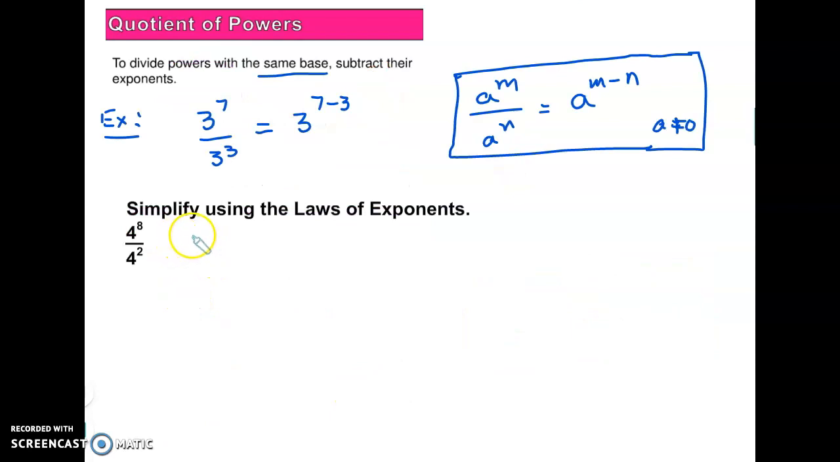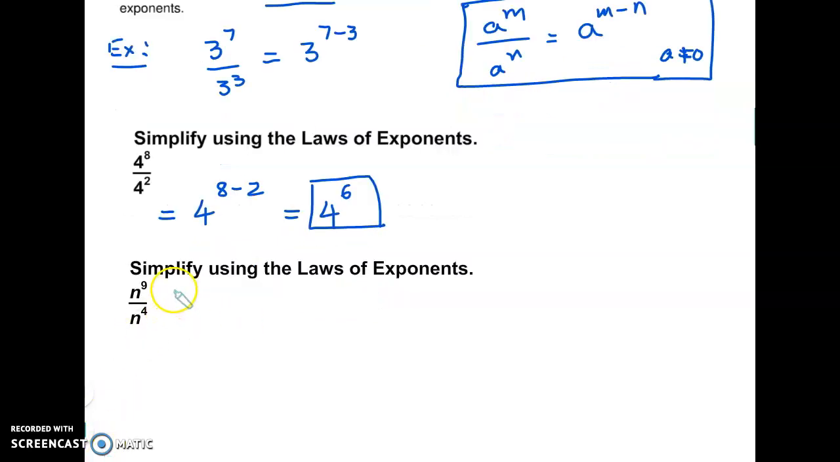Now let's do a practice question. Simplify using the laws of exponents. The question is given 4 to the 8th exponent, divided by 4 to the 2nd exponent. When I see the divide, I also have the same base, so all I have to do is apply the formula or the rule: keep the base, and then subtract the exponents. So 8 take away 2, which is 6. 4 is the base, 8 minus 2, which is 6. That's the answer.